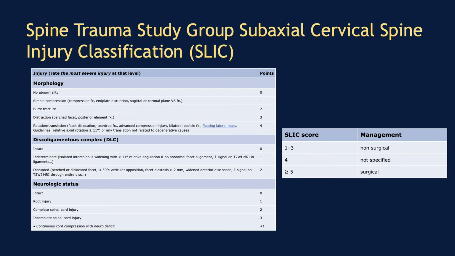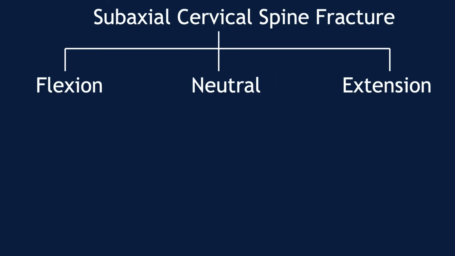Independent of the classification used, it helps to think of subaxial fracture types in terms of the loading force applied at the time of injury. The loading force determines the fracture pattern observed, which along with the neurologic examination can help determine management. Subaxial fractures can occur with varying forces applied with the spine in a flexed, neutral, and extended position.